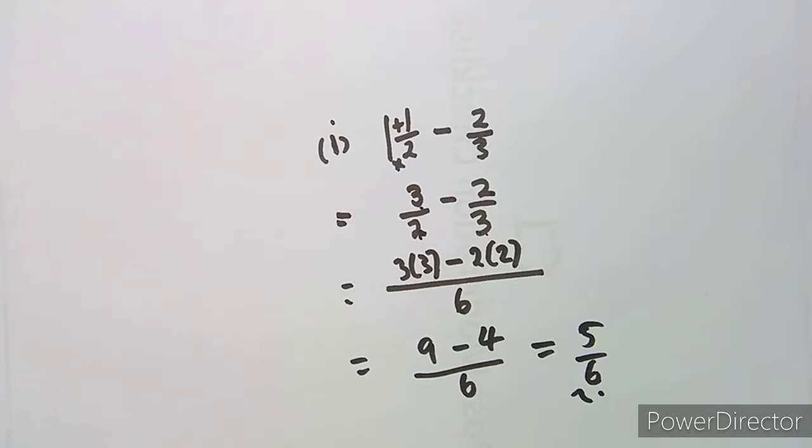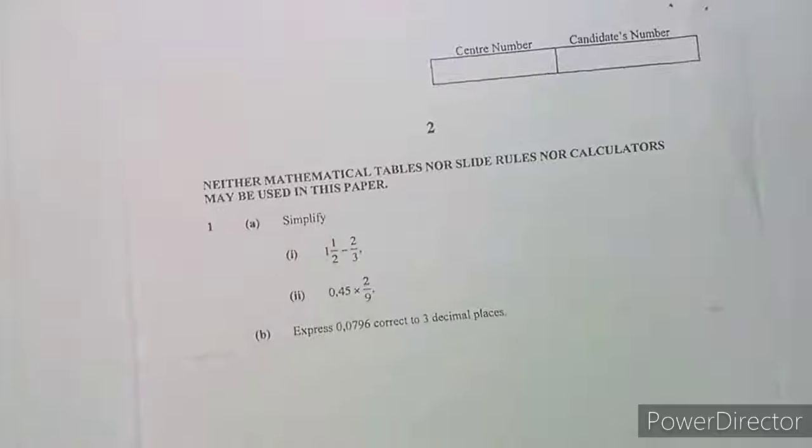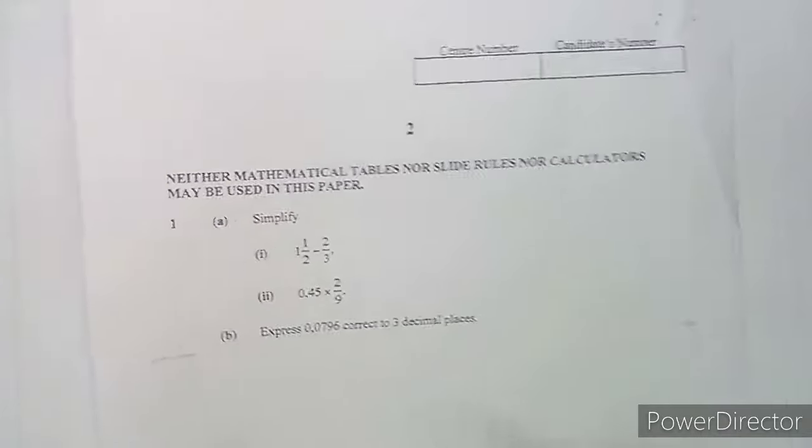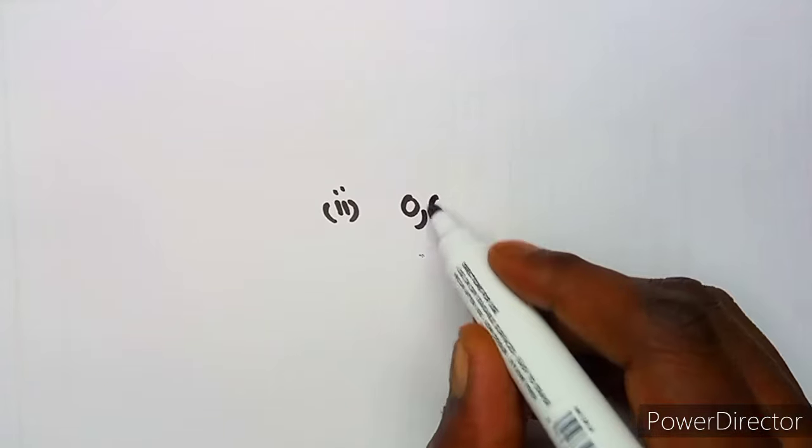But that is just the concept. That is what you need, guys. All you need is to make sure that you simplify properly. Okay, 0.45 times 2/9. That is the other question that we are given.